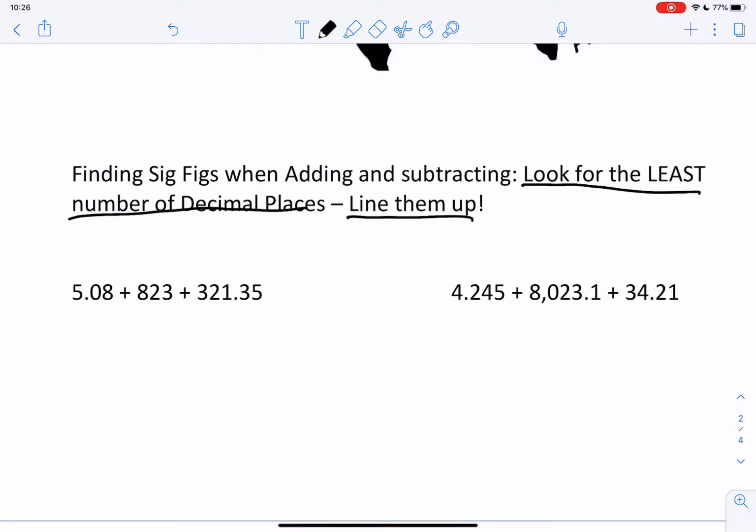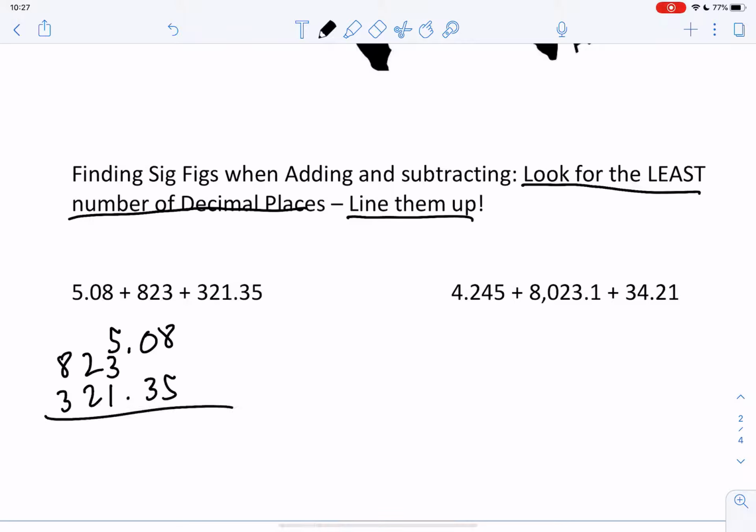So for the first problem, we have 5.08 plus 823 plus 321.3. So we can just line them up by decimal place. All right, so we see we don't have any decimal places here. So our answer, once we round to significant figures, is going to be to this spot.